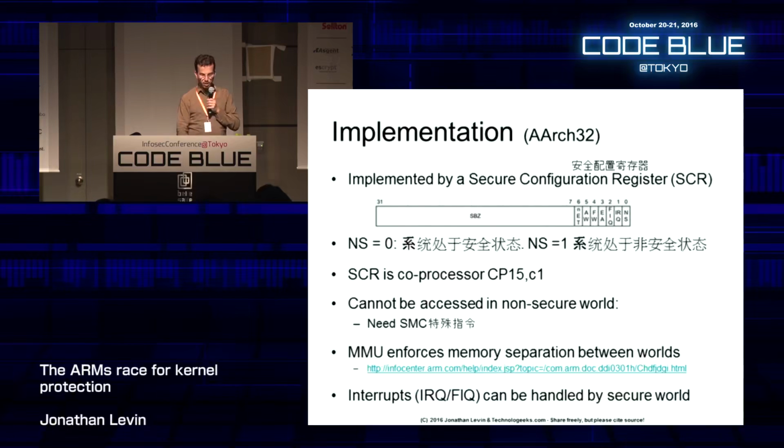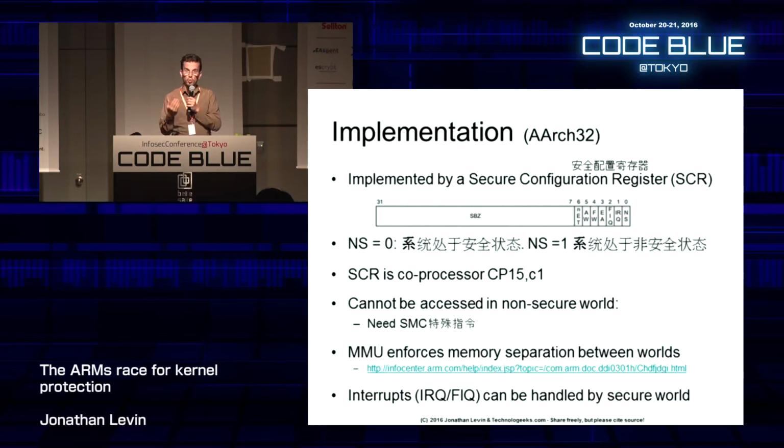It all boils down to one little flag, which is called NS, which is, in other words, not secure. Now, if not secure is 1, then you are not secure, right? But if not secure is 0, then you are secure, since it's a double negative. The SCR can actually be accessed by coprocessor instructions, but again, there's one very important thing, which is it cannot be set from the non-secure world.